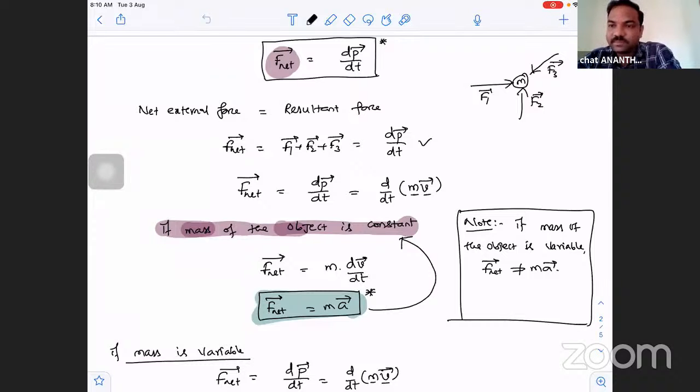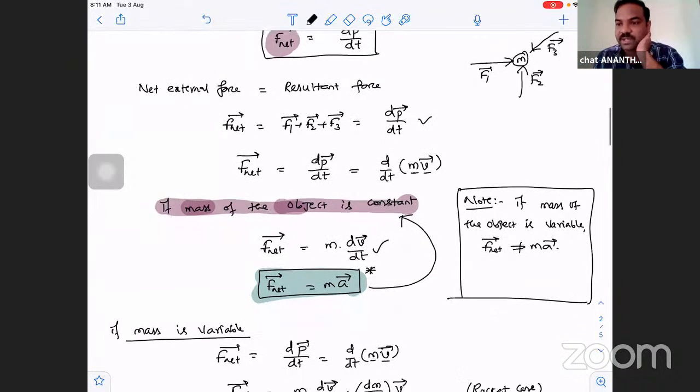As I wrote the condition that mass of the object is constant, you can take the mass out of the derivative and write dv bar by dt. dv bar by dt we know from kinematics we have done already. Rate of change of velocity is acceleration. So net force is equal to mass into acceleration. So F net is equal to m into a bar, when mass of the object is constant. That is the condition for F bar equal to m into a bar.